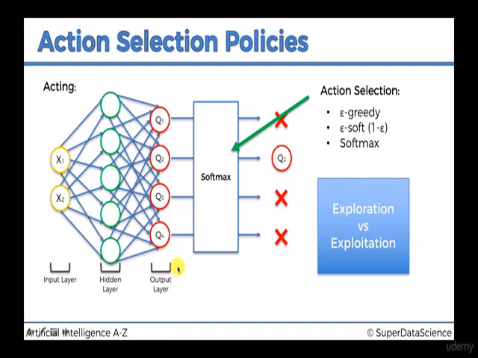So the network is going to update itself. Next time he's in this state, he might still choose Q2 if it was very, very favorable. So he might need a couple of penalties, punishments, in order to learn that Q2 is a bad action.